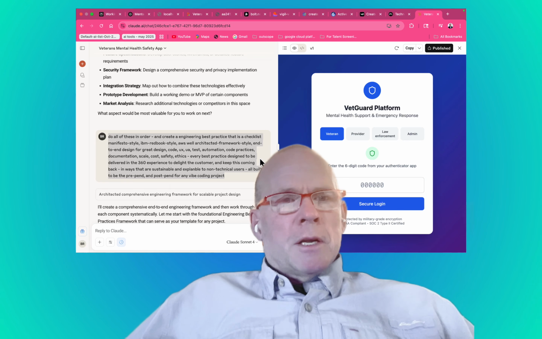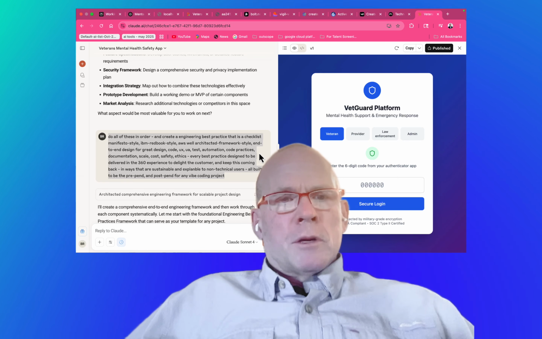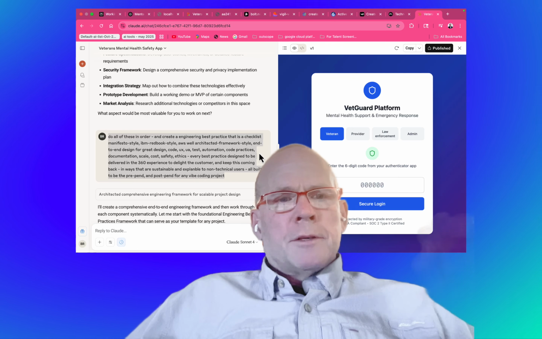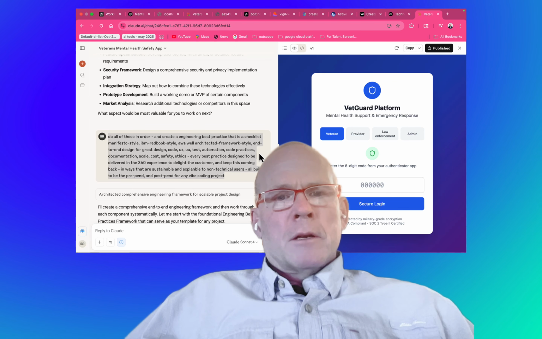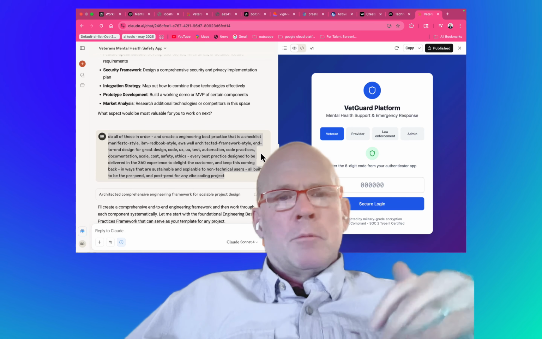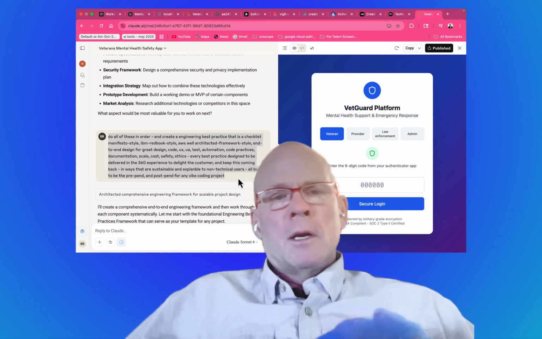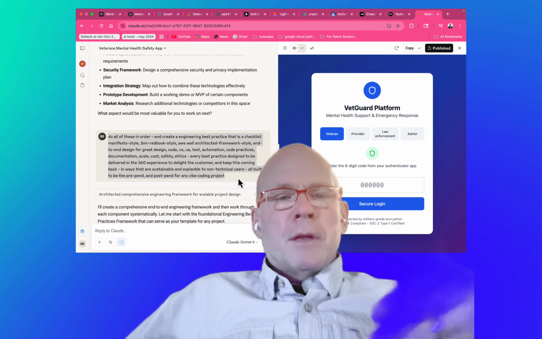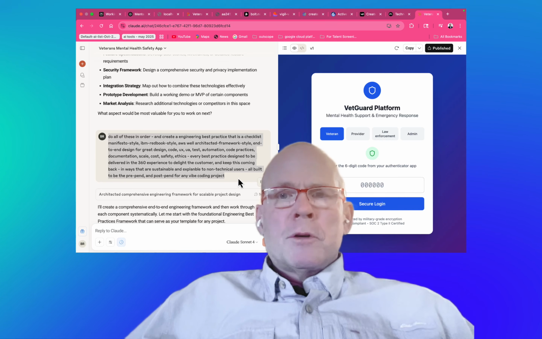Every best practice designed to be delivered in a 360 experience to delight the customer and keep them coming back in a way that is sustainable, explainable to non-technical users, all built to be pre-pinned and post-pinned for any vibe coding project. By the way, if you're going to ignore everything else about this, this is the kind of thing you've got to get to. How do you templatize your engineering project?